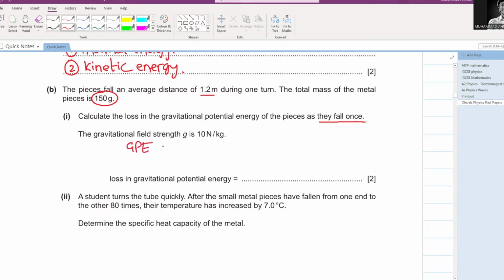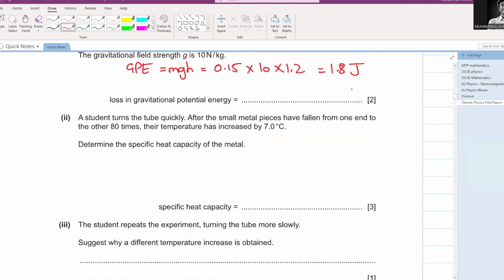Gravitational potential energy is equal to mgh. What is the mass? 150, but we will write it in kilograms. So this is 0.15. g is 10. What is the height? 1.2. What does the loss in gravitational potential energy come out to be? The loss in gravitational potential energy is 1.8 joules. Perfect. Simple. Let's further move ahead.